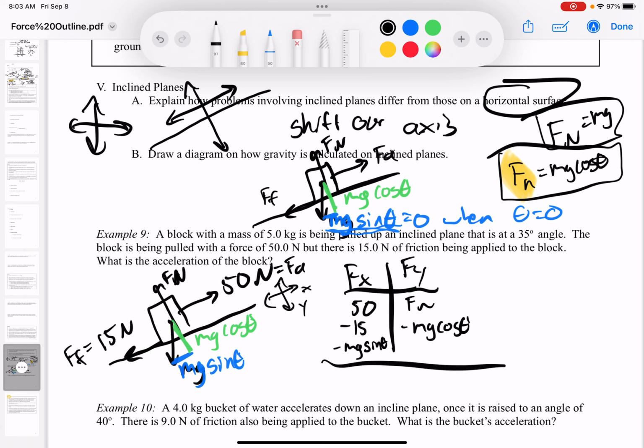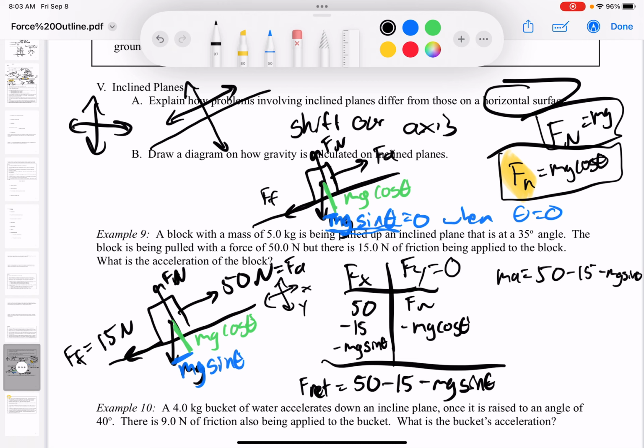Okay? So I want to find my acceleration. You'll notice that the acceleration in the y direction, as we've often seen, is just 0. Okay? Now that means I just want to set up Fnet for just the x direction. So I'll have Fnet equals 50 minus 15 minus mg sine theta. Okay? Now we need to plug in for Fnet. So I'll have ma equals 50 minus 15 minus mg sine theta.